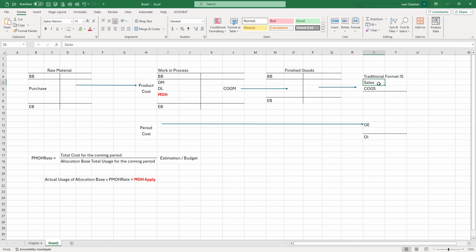I'll make sure that sales are high enough to cover my cost of goods sold, and I still have to keep in mind that with whatever I'm generating from the sale of one product, I still have to cover my period cost, which is my other operating expenses. Otherwise, I'm not going to have operating income. And that was your chapter 5.